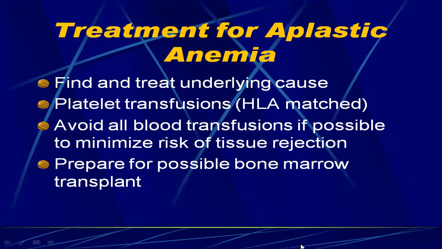So, how do we treat aplastic anemia? Well, we've got to find and treat the underlying cause. If it's a viral or bacterial infection, we want to try to treat that. Now, hepatitis, as I know, does not have a cure, may be controlled, but I've yet to see or hear that there's a cure for it.